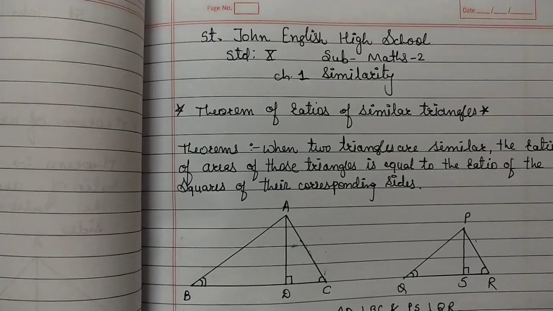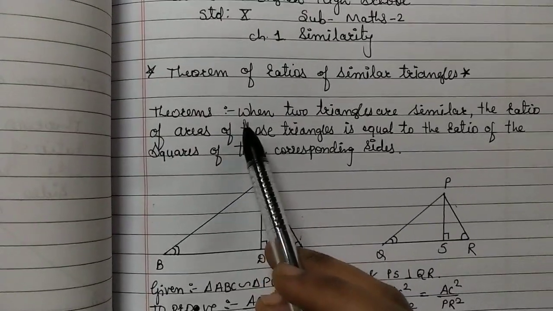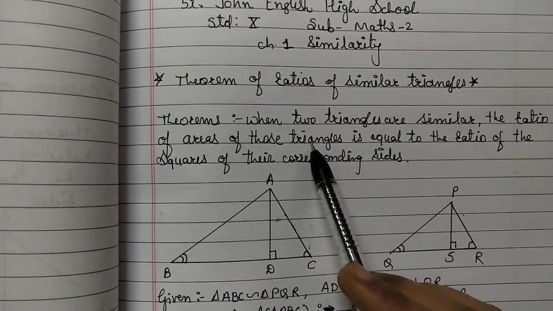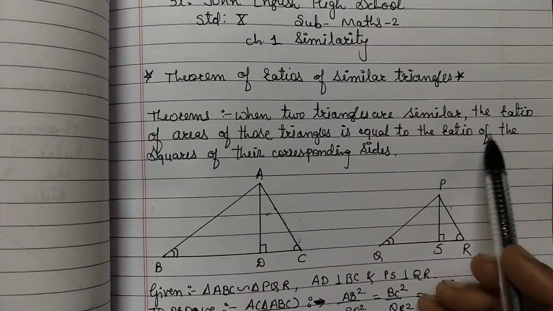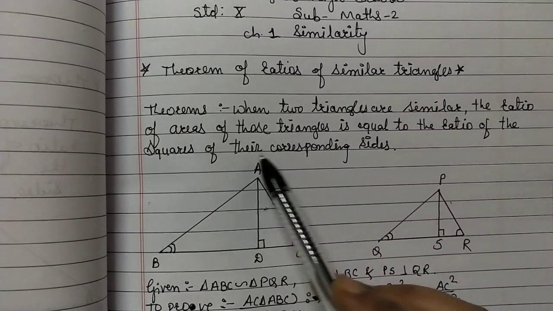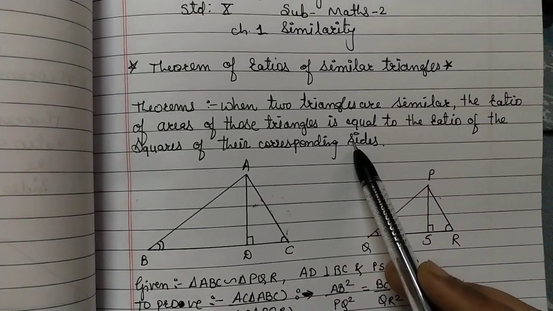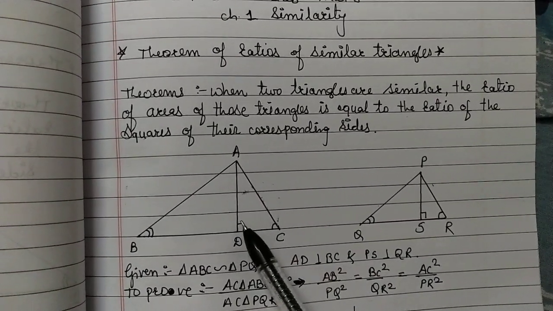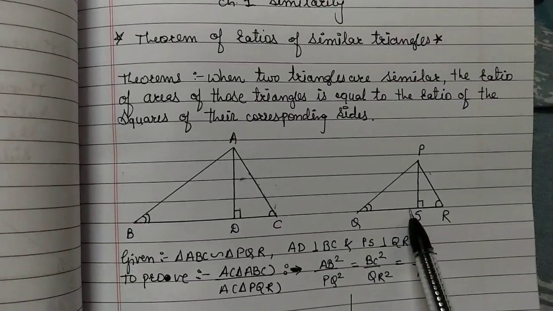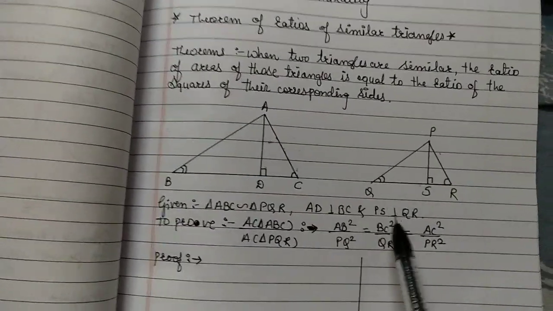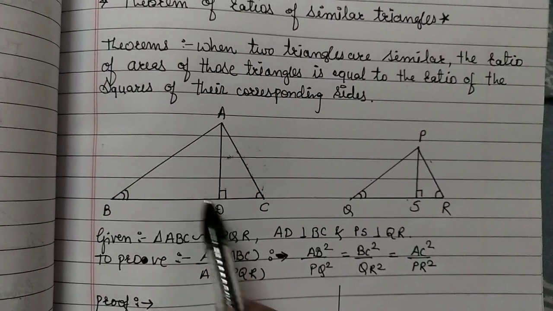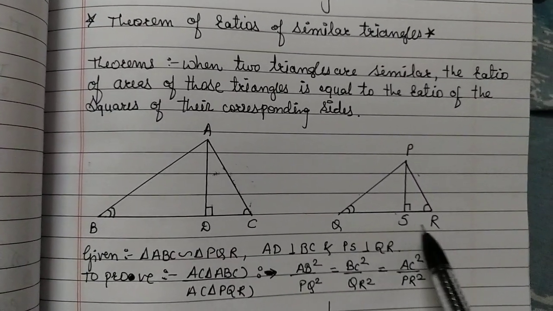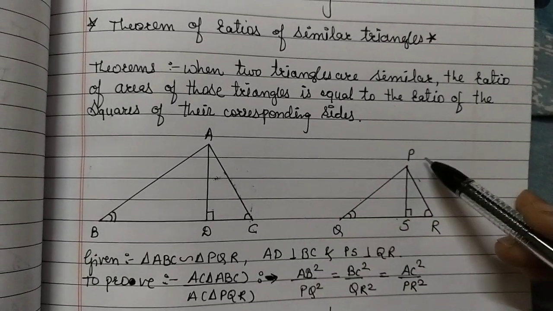Now, what is the statement? The statement is: when two triangles are similar, the ratio of areas of those triangles is equal to the ratio of the squares of their corresponding sides. All of you can see here these two triangles given to you, triangle ABC and triangle PQR. So what are their corresponding sides? AB corresponds to PQ, BC corresponds to QR, and AC corresponds to PR.